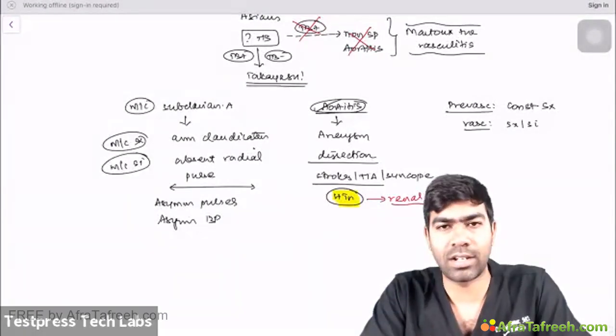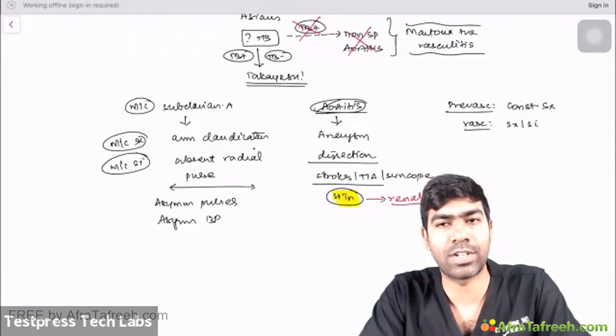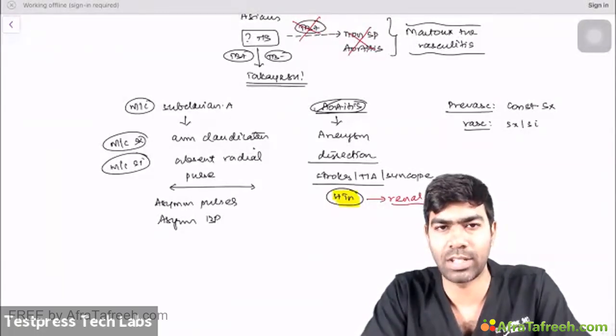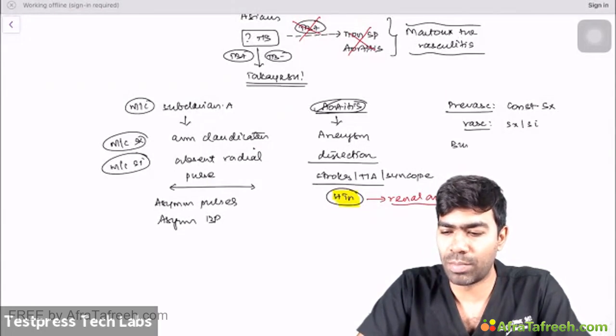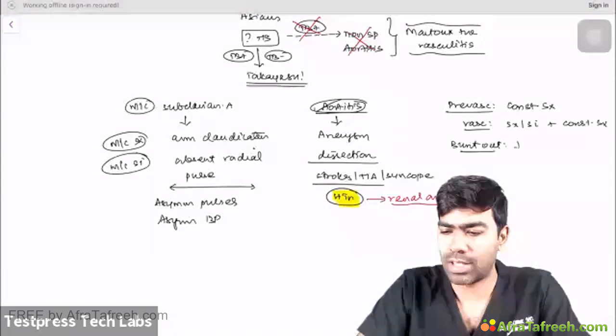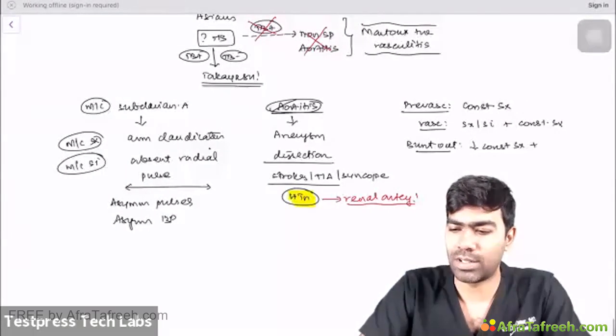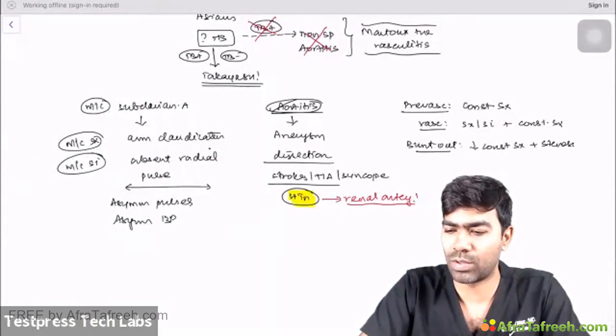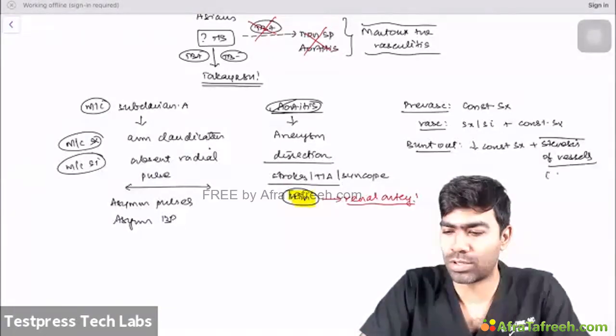And at this time, they'll also have a significant elevation of the inflammatory markers, CRP, ESR, and all this stuff. And finally, they go for a burnt out phase where they will have reduced constitutional symptoms, but they will have a complete vessel stenosis of different areas of vessels. That is because of vessel fibrosis, because of continuous inflammation.